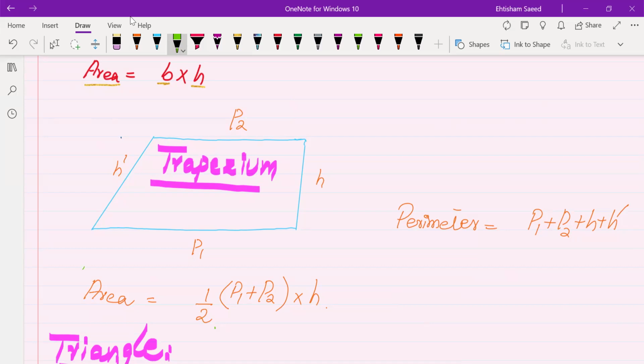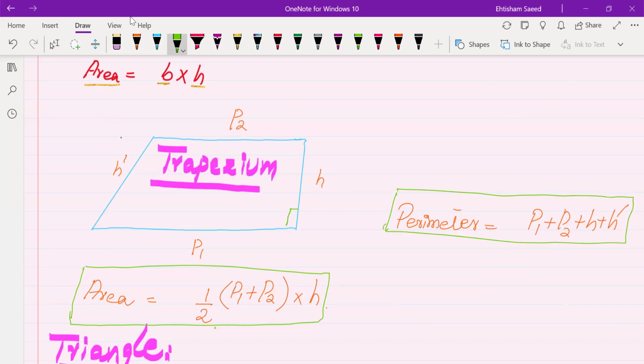The area for the trapezium is equal to 1 by 2, P1 plus P2, the sum of parallel sides, multiplied by h. H is the perpendicular height having a 90-degree angle. This is the formula for the area. Moving towards the perimeter, you would have all the side lengths: P1 plus h plus P2 plus h dash will give you the perimeter. So this is the formula for the perimeter. I hope it is clear now.